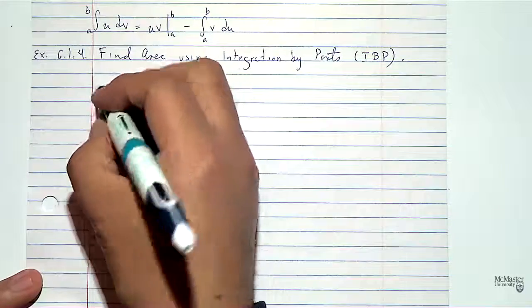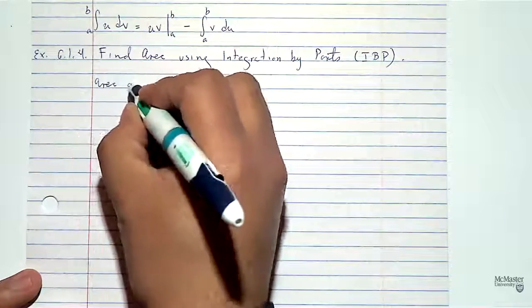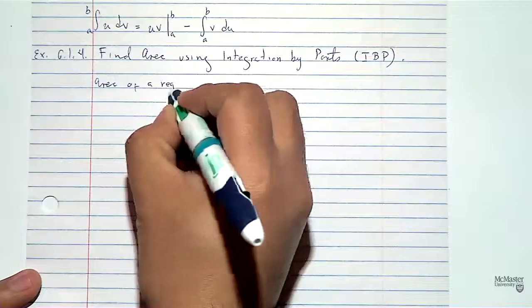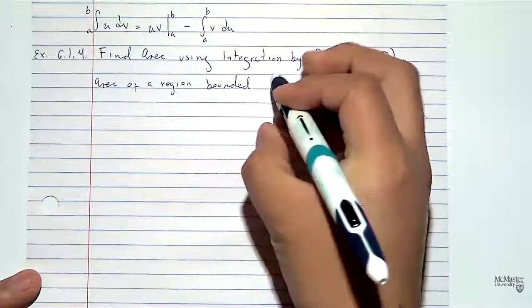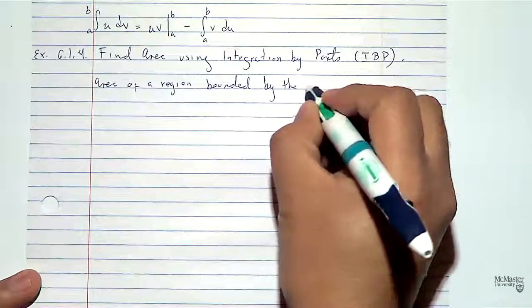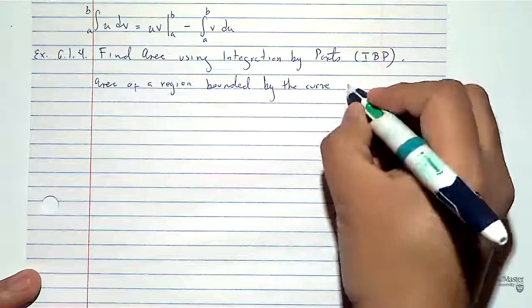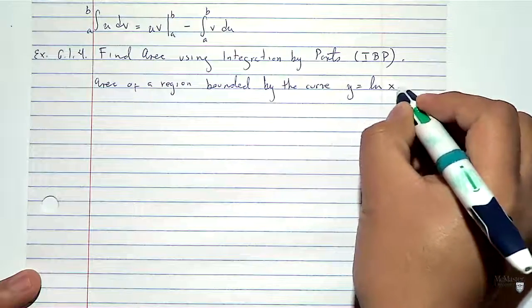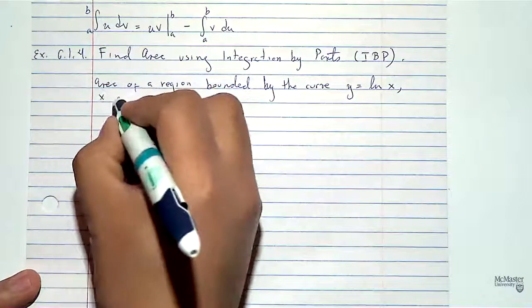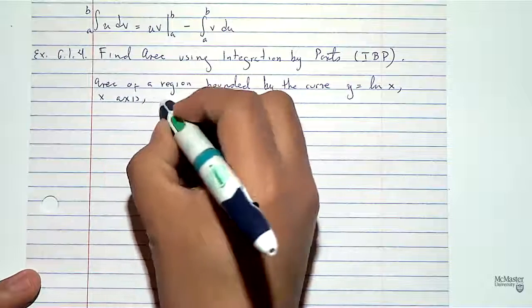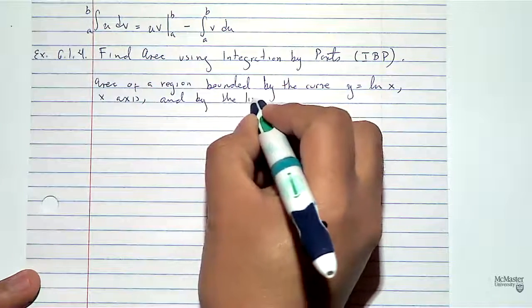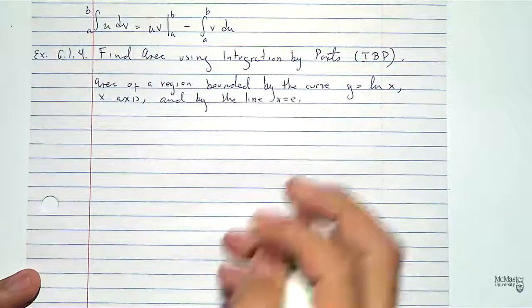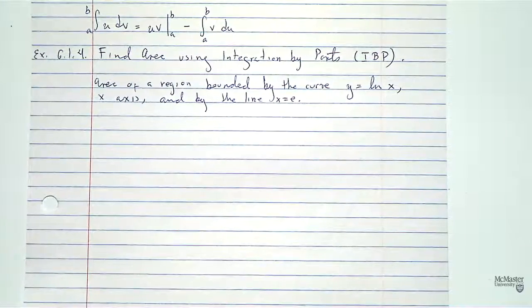So you have the area of a region which is bounded by the curve y equal natural log of x, by the x-axis, and by the line x equal to e. I'm curious, who has seen integration by parts in definite form before?